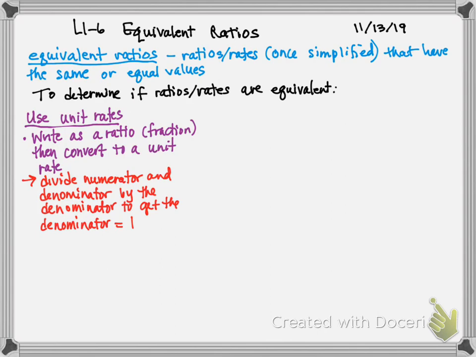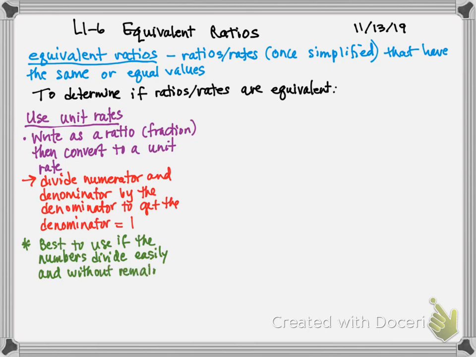Now, this strategy is best to use if the numbers divide easily and without remainders. That's not to say that you couldn't always use this strategy, but this is when it's best, if you can divide the numbers super easily to get the denominators to equal 1.